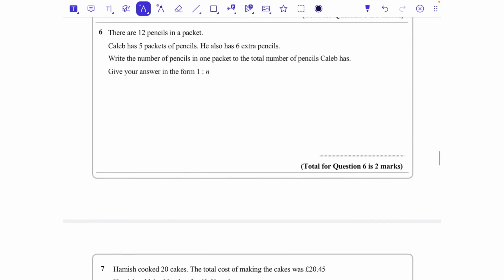Question number 6. There are 12 pencils in a packet. Caleb has 5 packets of pencils. He also has 6 extra pencils. Write the number of pencils in one packet to the total number of pencils Caleb has. Give your answer in the form 1 to n. So there's 12 pencils in a packet and he's got 5 packets. So 12 times 5 means he's got 60, but he's also got 6 extra. So if we add on 6, we've got 66 in total.